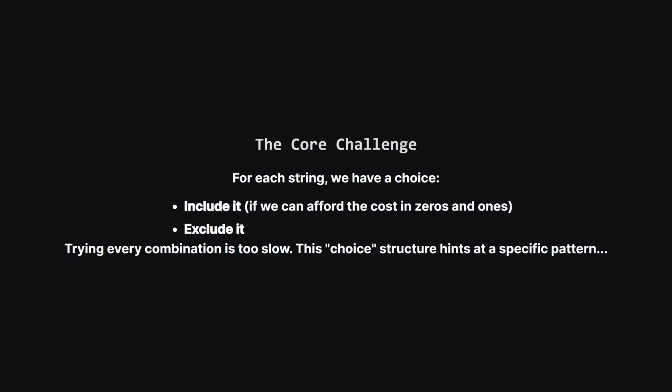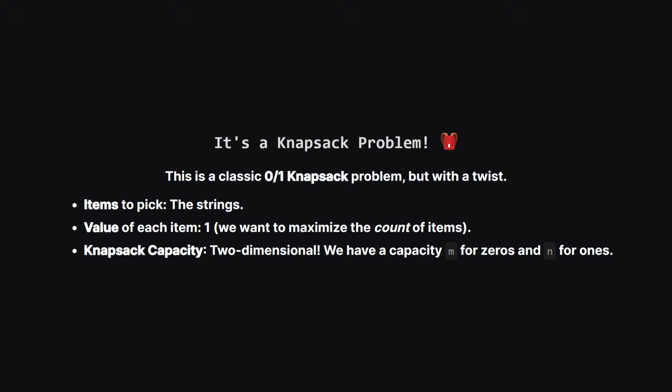So the core of the problem is this simple choice for every single string. Do we take it or do we leave it? We could try to generate every single possible subset, check if it's valid, and keep track of the biggest one. But with up to 600 strings, the number of subsets is 2 to the power of 600, which is an impossibly large number. There has to be a more clever way. This problem is actually a famous one in disguise. It's called the 0-1 knapsack problem.